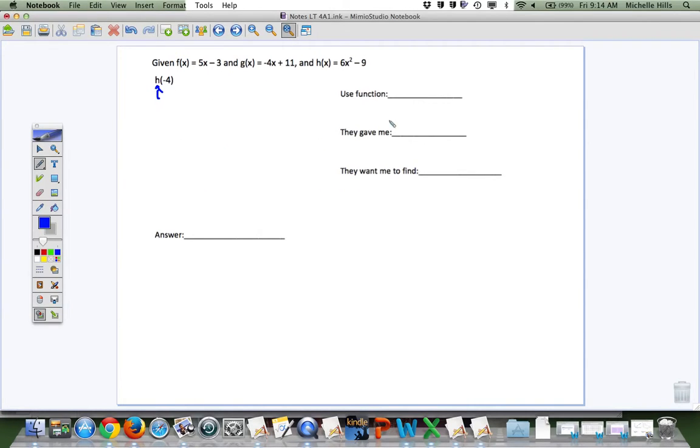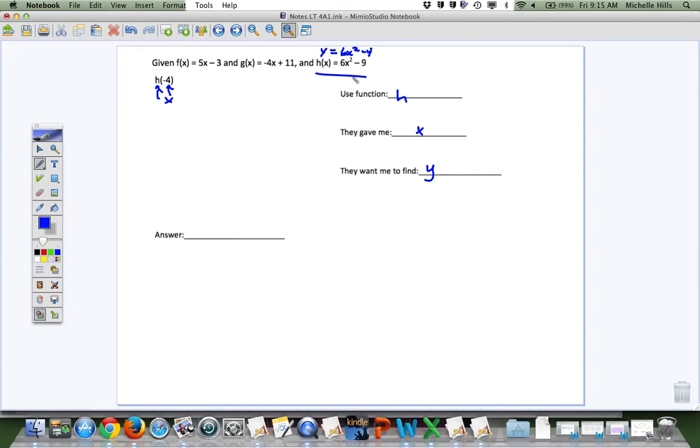I'm going to use function h. So this is the function I'm using. They gave me the thing inside the parentheses, so they gave me x, and they want me to find y. Do not write y ever in a final answer because, again, we have a problem with 3 different equations. But if it was the only equation here, it could have been written y equals 6x squared minus 9.